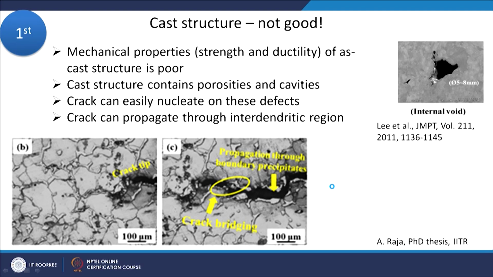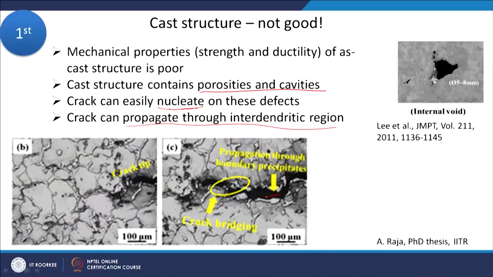If you look at the mechanical properties of the cast structure, as I told you, these are not very good, strength and ductility will both be very low. And the reason is that cast structure contains porosities and cavities, and also, as I told you, the dendritic region. Any crack can easily initiate on these porosities and cavities, and once it nucleates, it can easily propagate through the interdendritic region. As I told you, the interdendritic region contains intermetallic particles, has a continuous structure, and they are also brittle.